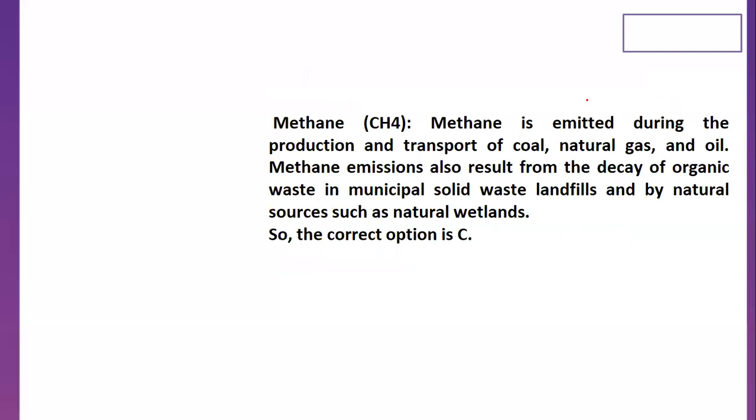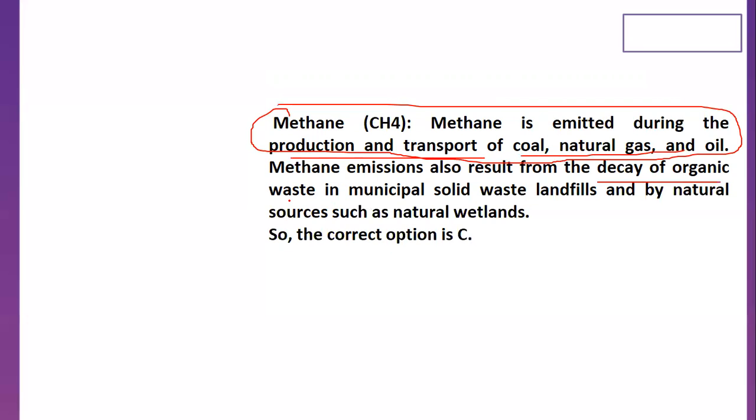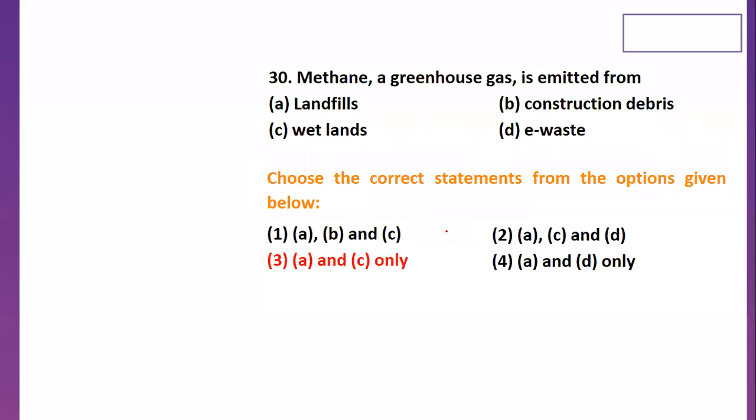Okay. So methane is also called CH4. Methane is emitted during the production and transport of coal and natural gas. Please keep this in mind for a question twist; this particular point will be helpful for you. So it is emitted during the production and transportation of what? Coal, natural gas and oil. Emission also results from decay of organic waste in municipal solid waste landfills and from natural sources such as wetlands. And hence option C, wetlands and landfills, are the source from where the greenhouse gas methane is emitted. Okay.